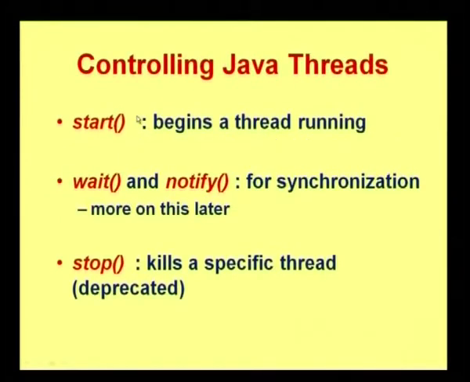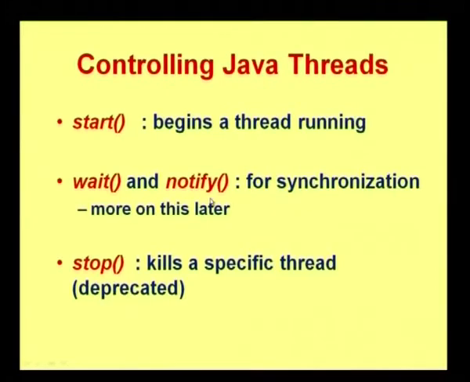Now we will see the various methods we have in thread which are used to control your thread. One is the start method. This start method begins a thread running. Whenever I call the start method of the thread, my thread becomes active. I have created the instance of the thread and then I call the start method, my thread becomes active, and whenever your thread is given a chance, it will execute the logic of your run.